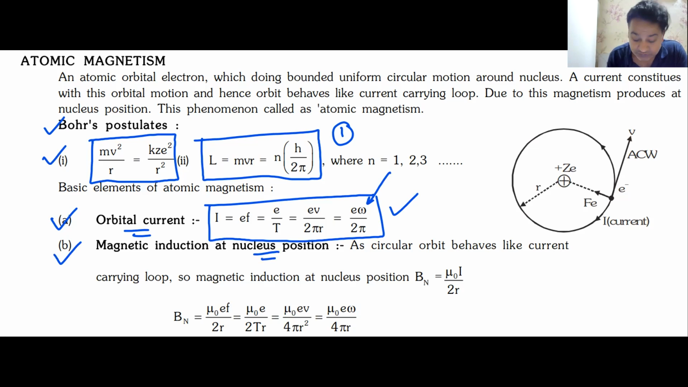Now, just note down this. It is very simple to deduce, but if you know it, this field can be found out by this formula: mu naught I by 2r, where r is the orbital radius and I is the orbital current. If you put these values, the magnetic field created due to orbital current will be mu naught E omega, or Q omega, by 4 pi r. I'll request you to note this down. I'll give you 2 minutes so that you can note this down.